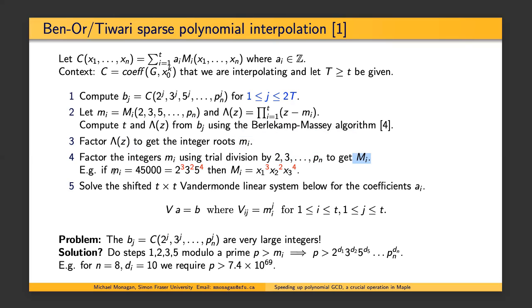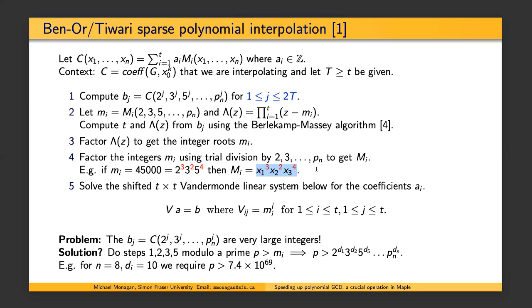For example, if one of the integer evaluations, the monomial evaluations, is 45,000, factor that integer, you get 2 cubed, 3 squared, 5 to the 4th. That immediately tells you what the monomial is. It's x1 cubed, x2 squared, x3 to the 4th. You just read it off.